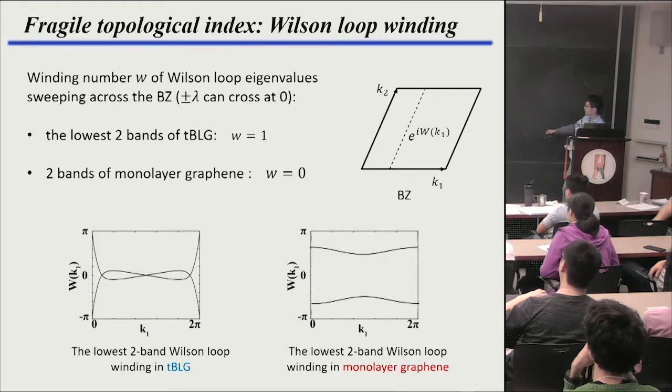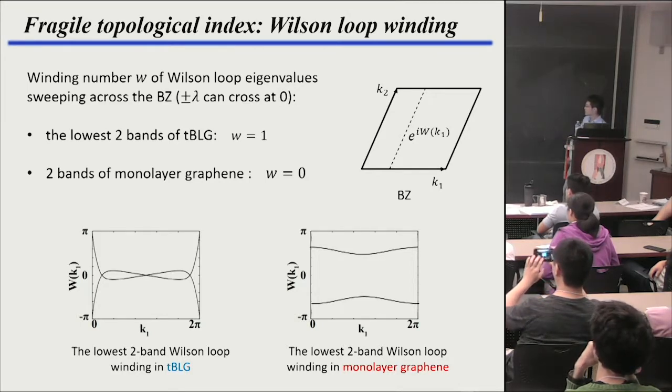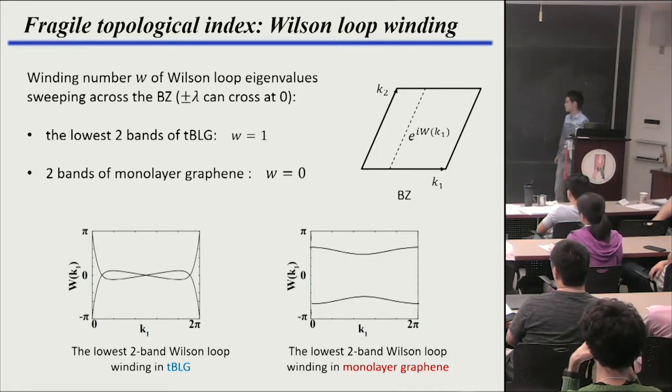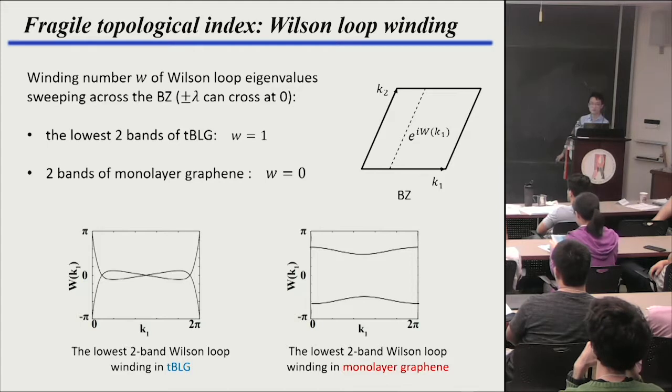For example, this is the Wilson loop eigenvalues for the lowest two bands of twisted bilayer graphene. And you can see that the two eigenvalues do have three crossings here at zero. Because they cross, you can actually define a continuous evolution of these eigenvalues. This K1 is the direction in which you sweep the Wilson loop. If you sweep over K1, you find this eigenvalue winds by 2 pi, and the other winds in the other direction. So this is defined as the Wilson loop winding number.